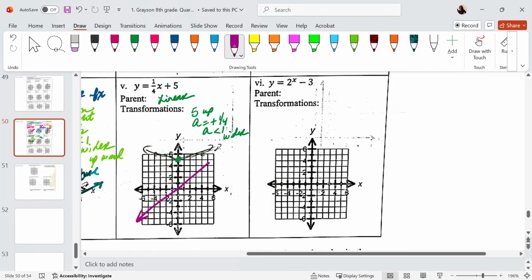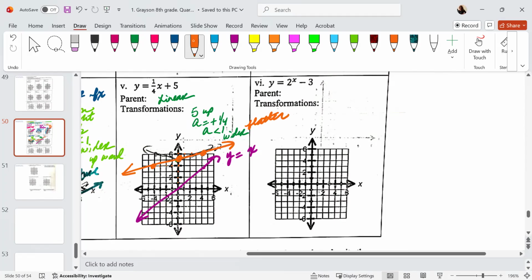Linear, this is the parent function. Y equals x, correct? So yours shouldn't be wider. It's going to be flatter because the slope is smaller, okay? So you start at 5. 1, 2, 3, 4, 5, correct? Go up 1 to the right. 1, 2, 3, 4. Down 1 to the left. 1, 2, 3, 4. You see how the orange line is a little bit more flat than the purple line?